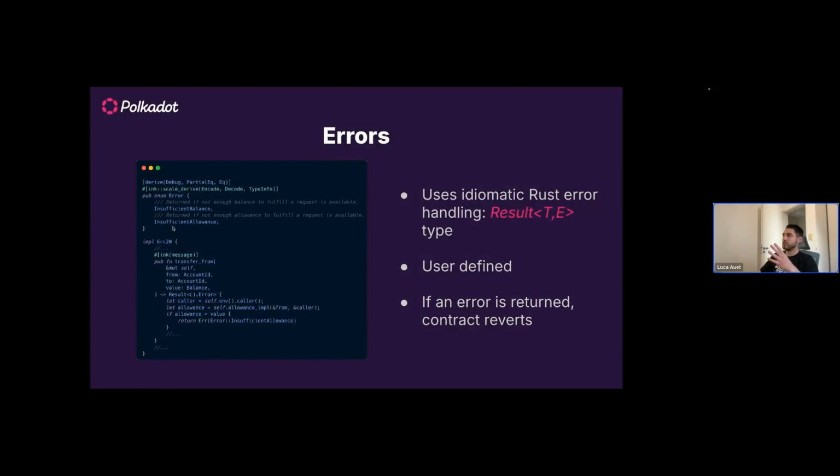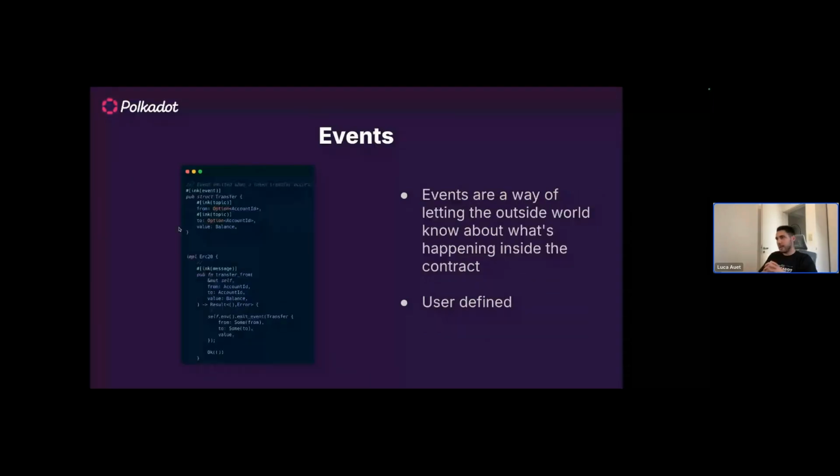These errors do not come out of the box with ink!, okay? So you have to manually write them yourself, like you can see here. They are user defined. If you really wanted, instead of returning an error in here, you could just return a number or a string, but that's not recommended, all right? This is the best way to do it, because it's the way that you can provide more information to the users, okay? And then we have events, okay?